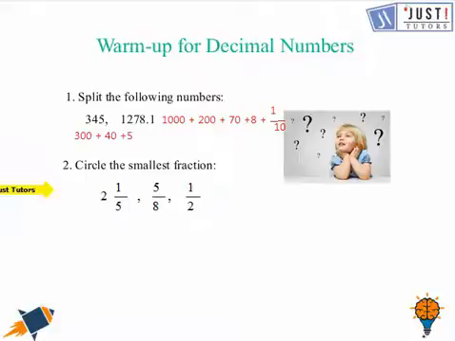Let's come to question number 2. Circle the smallest fraction. So of course, if we want to compare the fractions, we need to make the denominators look alike, and then we can figure out that 1 over 2 is actually the smallest fraction of all these.